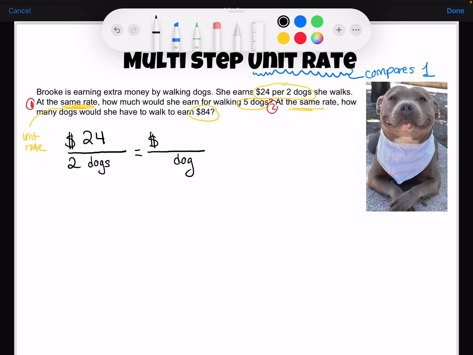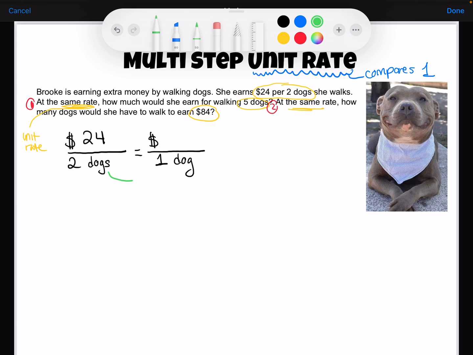And if it's a unit rate problem, we're going to first look for how much she earns per 1 dog. That's going to help us to then answer these 2 questions. Once we know how much she earns per 1 dog, we can then answer how much she'll earn for walking 5 dogs and how many dogs she'll have to walk to earn $84. So our problem is set up.